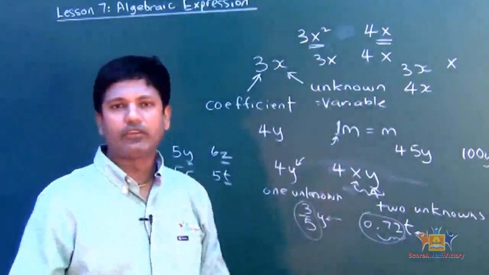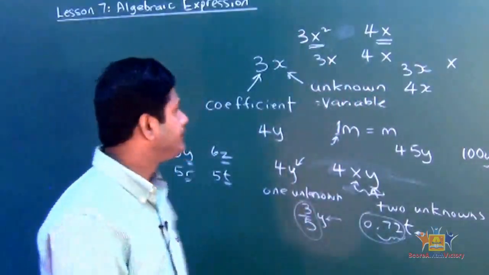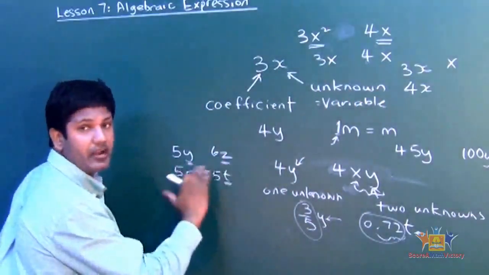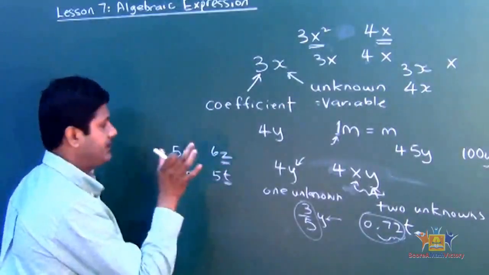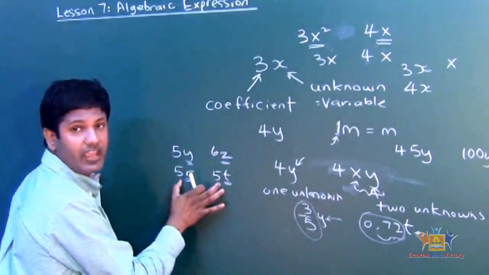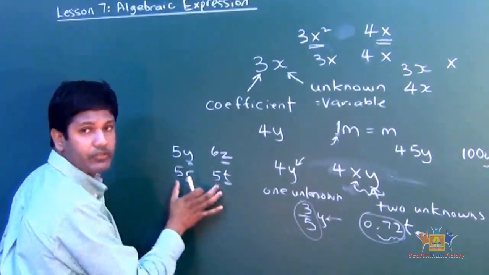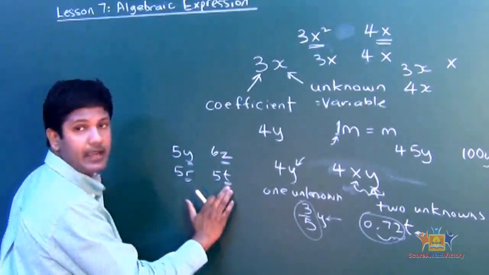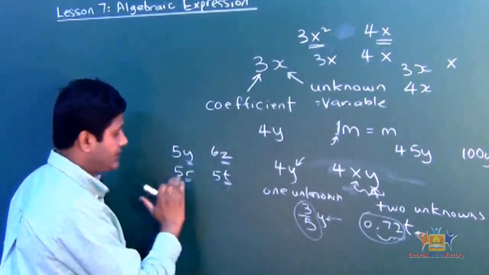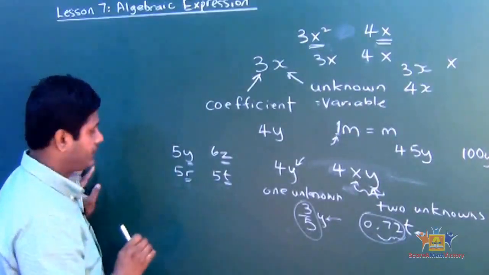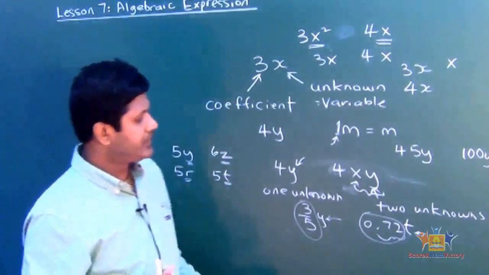3 and 4 are coefficients, doesn't matter. In this case, the unknowns y and z are not the same, which means these are unlike terms. Even though the coefficients are the same, it doesn't matter. The coefficient doesn't make the decision. The unknowns r and t are not the same, so these are unlike terms, not like terms. Make sure you understand that.